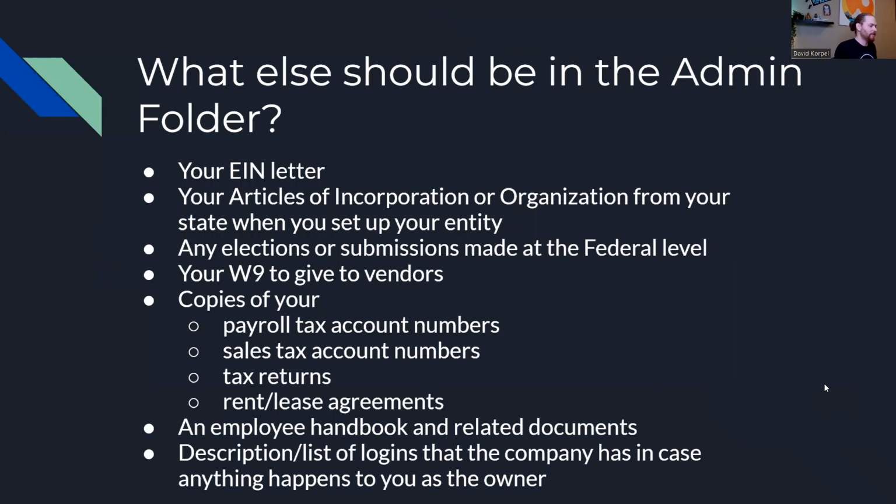And what else should be in that admin folder? So easily accessible to you at all times, you want your EIN letter, articles of incorporation or organization from your state, any elections that you made at the federal level. You want to have your own W-9 as a business on file when vendors ask you for it. So you want to have something ready and available to give to them when they ask for your information. You want to have any copies of your payroll tax account numbers, sales tax account numbers, tax returns, rent and lease agreements, all that kind of operating information that you need to reference every now and again.